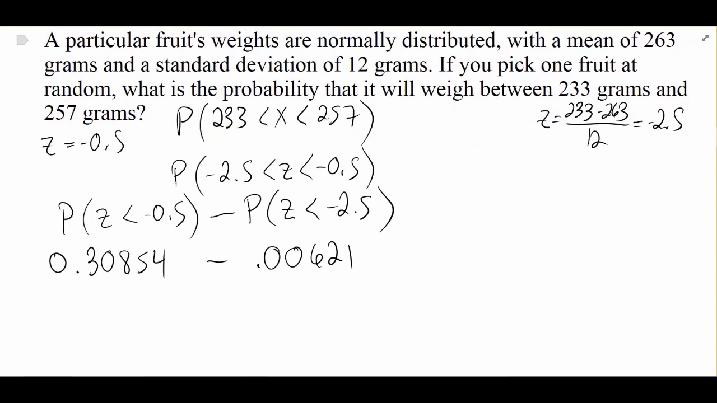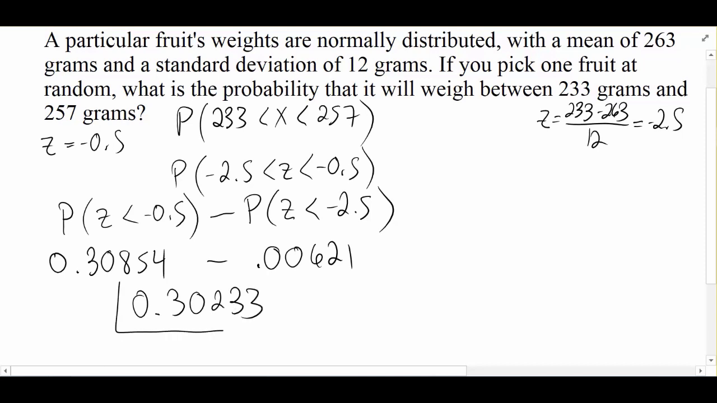Did you see how fast I wrote those down? The magic of media. So once you look at the table, those are your two values. And if you want to find the probability of being between those two values, then we'll subtract them. I'm doing that off screen right now. And it looks like we're going to get about 0.30233.